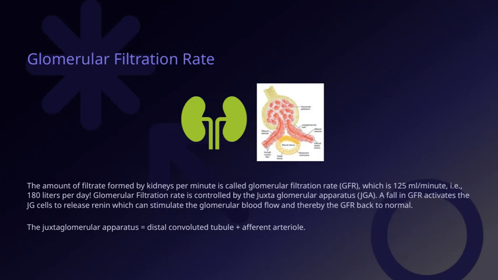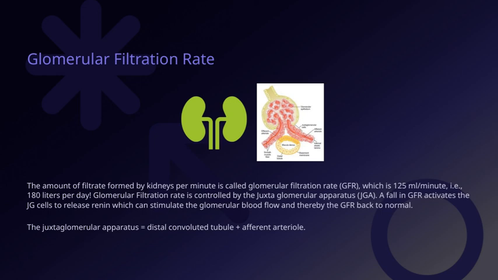The juxtaglomerular apparatus, or JGA, is composed of the distal convoluted tubule and the afferent arteriole. This structure plays a crucial role in regulating kidney function. One of the key concepts here is the glomerular filtration rate, or GFR, which is the amount of filtrate the kidneys produce every minute. Typically, this is about 125 milliliters per minute, which adds up to roughly 180 liters per day. That's an incredible volume being filtered constantly to maintain our body's balance.